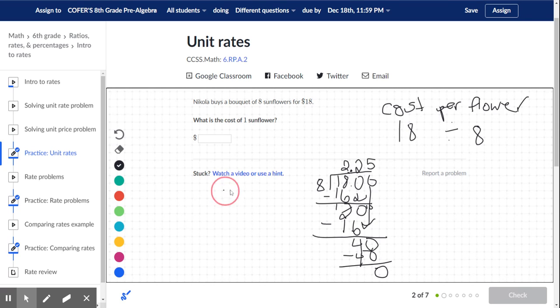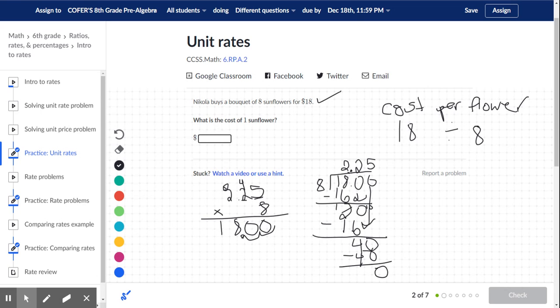If I wanted to check my answer, I could take my $2.25 and multiply by 8, and that should give me the cost of 8 sunflowers. 8 times 5 is 40, so I write a 0, carry a 4. 8 times 2 is 16, plus 4 is 20, so I write a 0, carry a 2. 8 times 2 is 16, plus 2 more gives me 18. I have 2 things behind the decimal, so I move it 2 times. $18? That's exactly how much 8 sunflowers cost. So I know the cost per sunflower would be $2.25.